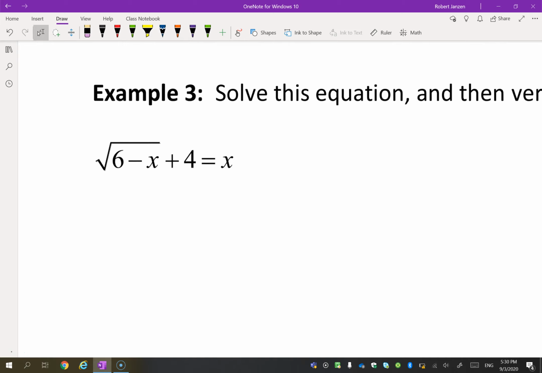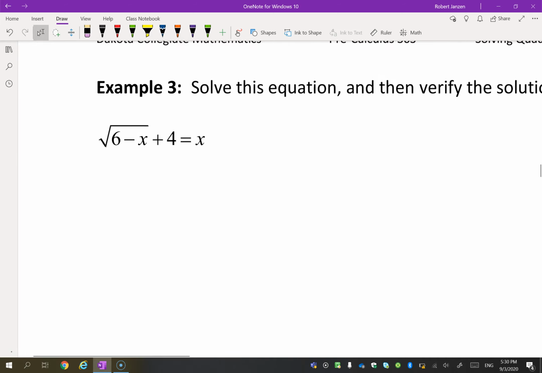All right, now we'll throw a radical in there. So how do we do this? We want to isolate the x, but we also want to square the radical. So if you can, let's try to isolate the radical. Okay, so I'm going to put a little star here. Try to isolate, if there's just one radical, isolate it. That's a common strategy. So we're going to have 6 minus x equals x minus 4.